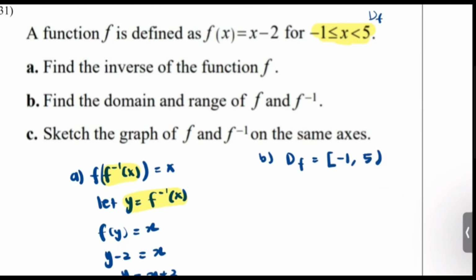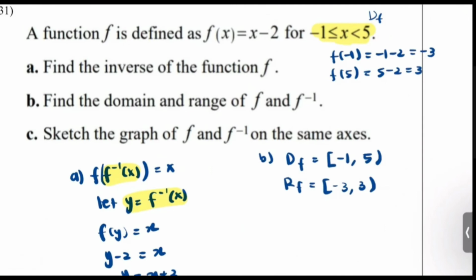Okay, kemudian range. So kalau kita nak tahu range dia apa, kita substitute sahaja negative 1 ni masuk ke dalam function dia. So f negative 1 sebenarnya dia adalah negative 1 minus 2 which is negative 3. Kemudian f of 5 sebenarnya dia adalah 5 minus 2 which is positive 3. So basically range dia adalah negative 3 close, 3 open. Itu adalah domain and range untuk function f.